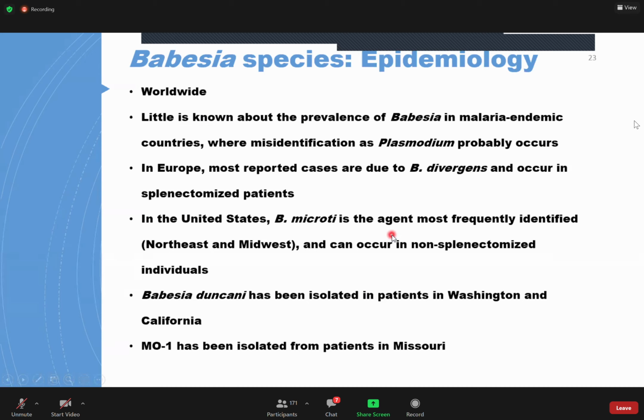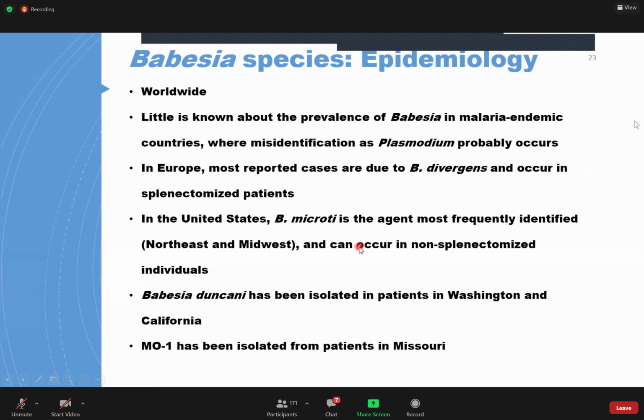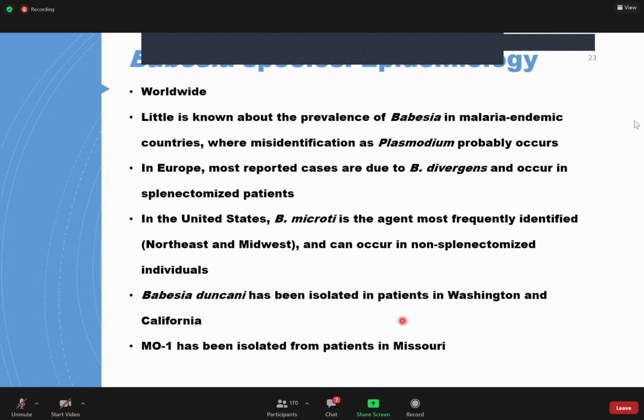It can cause infection in both splenectomized and non-splenectomized patients. Babesia duncani has been isolated in patients in Washington and California. So far, these are the two states that have been associated with infection due to this particular species. MO1 has been isolated from a patient in Missouri, and so far, there hasn't been any report of this particular species in any other states in the US.